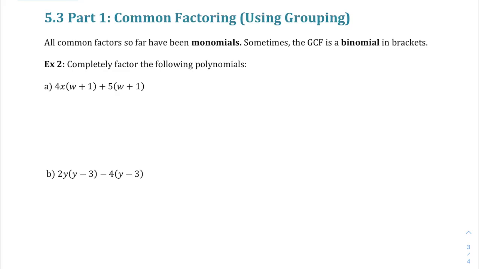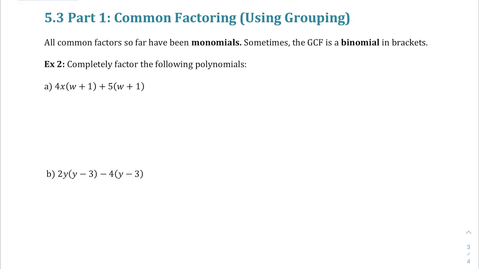Okay, so now we're going to be looking at the last type of example for today. We're doing common factoring, and we're applying the method of using grouping. So all common factors so far have been monomials. Sometimes the greatest common factor is a binomial in brackets. So that's going to make more sense once you look at the expressions. So in this example number 2, we're going to completely factor the following polynomials.